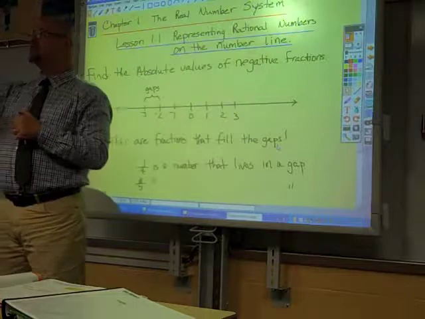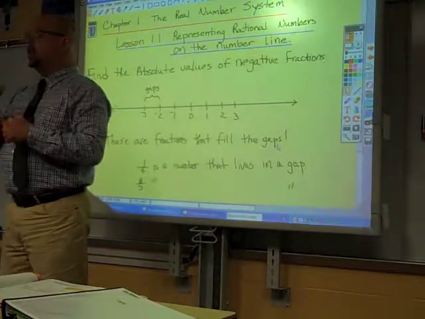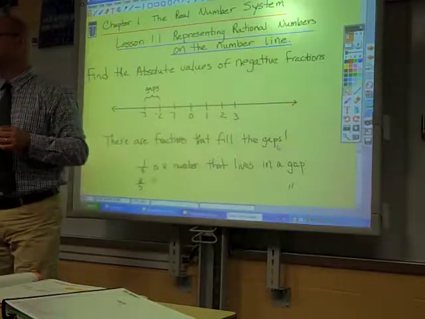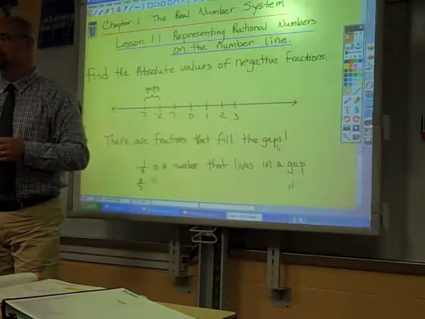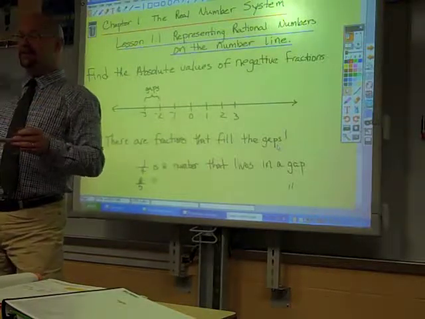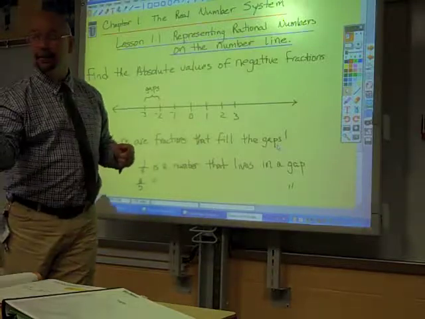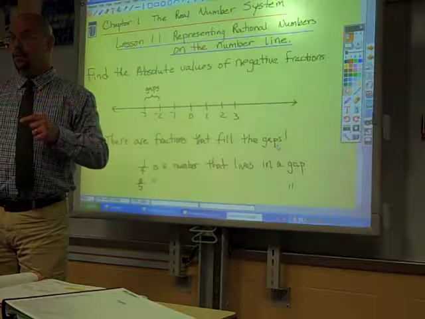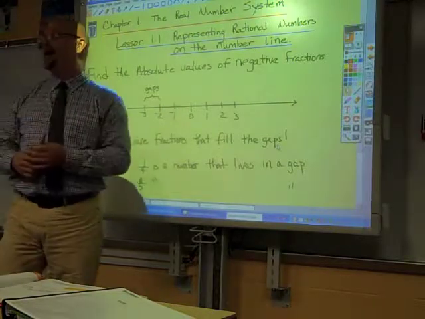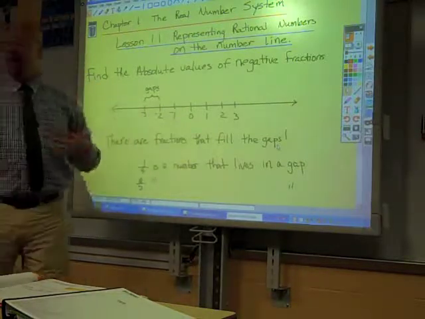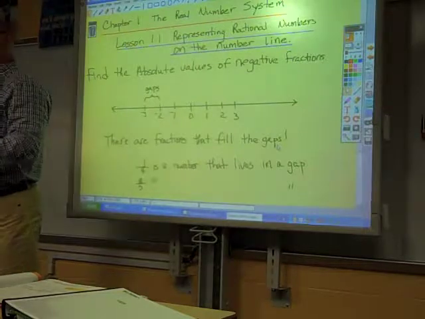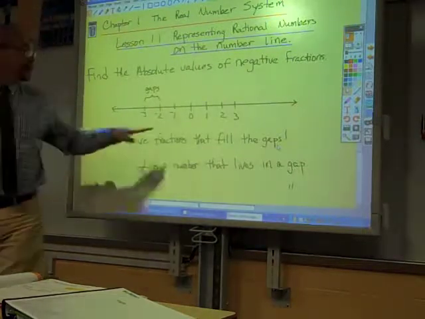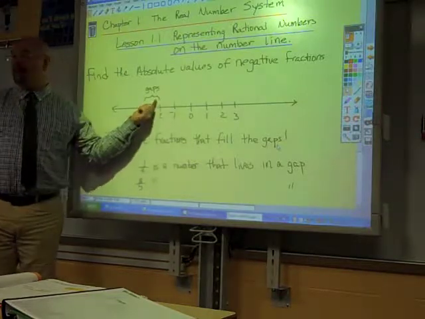If the numerator's smaller than the denominator, where does that fraction live between what two numbers on a number line? All proper fractions live between 0 and 1. Yes. Okay? So on a number line, if we have a regular fraction, it's going to be a proper fraction. It's going to be between 0 and 1. The book calls those spaces gaps.